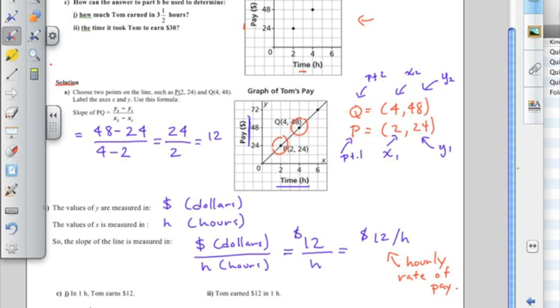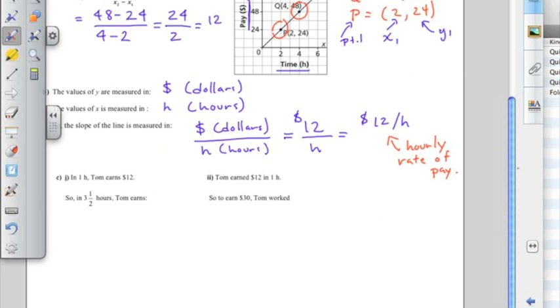Okay? So if we look a little bit further down the page, question C says, use what we figured out in B, the slope, to determine how much money Tom would earn in 3.5 hours. So we're going to take 3.5 hours and express that as a decimal. His hourly rate of pay is $12 per hour. So we'll take $12 per hour.